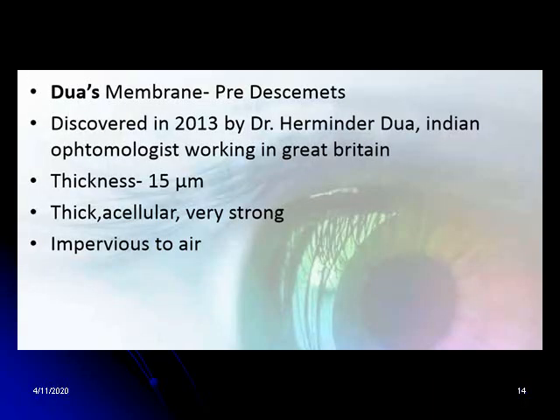Now, the Dua's layer, or the pre-Descemet's layer, was discovered by Harminder Dua from India in 2013, and he said that the thickness of this layer is 15 micrometers, and also this layer is very strong, acellular, and impervious to air.